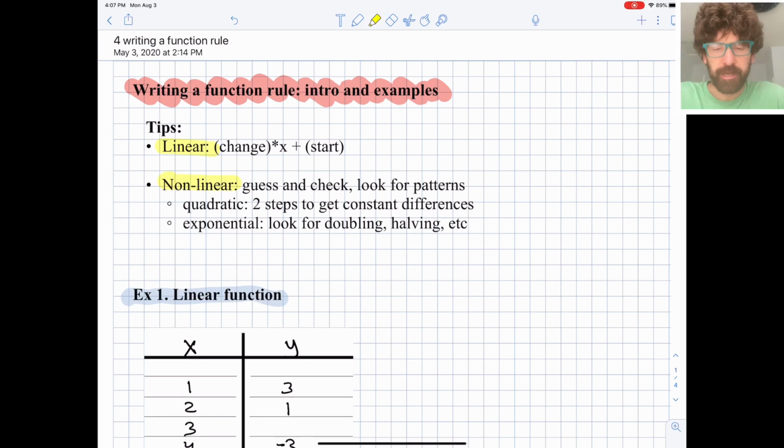You might want to look for some patterns also. You can also try to see if it's quadratic or exponential. For quadratic, you'll need to do 2 steps to get to the constant differences, and I'll show you in an example what that means. But that is a very handy way to show that you have a quadratic. And for exponential, if you can look for consistent doubling or cutting in half or tripling, sort of a consistent multiplier, then you're probably dealing with an exponential function. So let's get started. We'll start with a linear function.